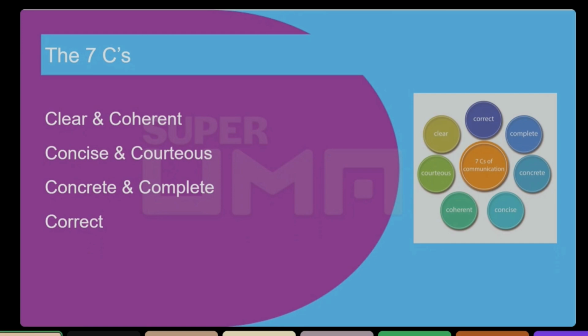Then for concise and cautious, you shouldn't annoy your reader with inappropriate tone, and you shouldn't make it hard to read. You should try and make it very concise, and you should be cautious. Then for concrete and complete, you should avoid vague generalities and try to give specifics. Your proposal should be complete; you shouldn't leave out necessary information. You should try and be as complete as possible.